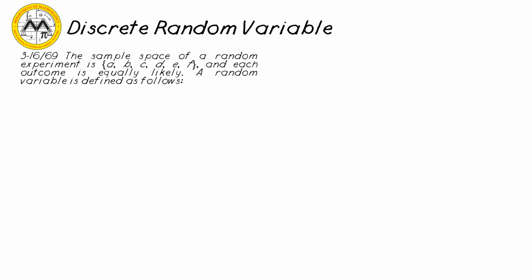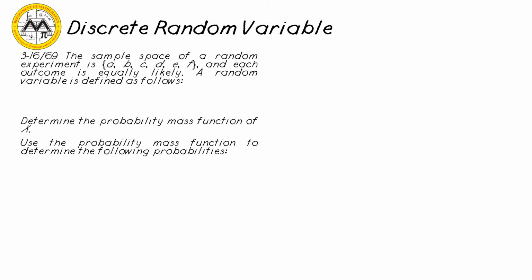Let's have some examples. The sample space of a random experiment is A, B, C, D, E, and F. So the possible outcomes are only A, B, C, D, E, and F. And each outcome is equally likely. So there are equal chances. Determine the probability mass function of X. Use the probability mass function to determine the following probabilities.